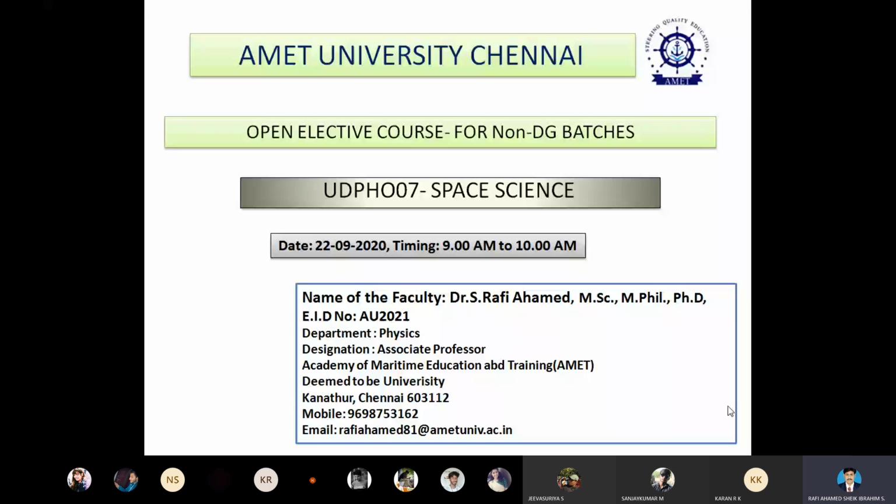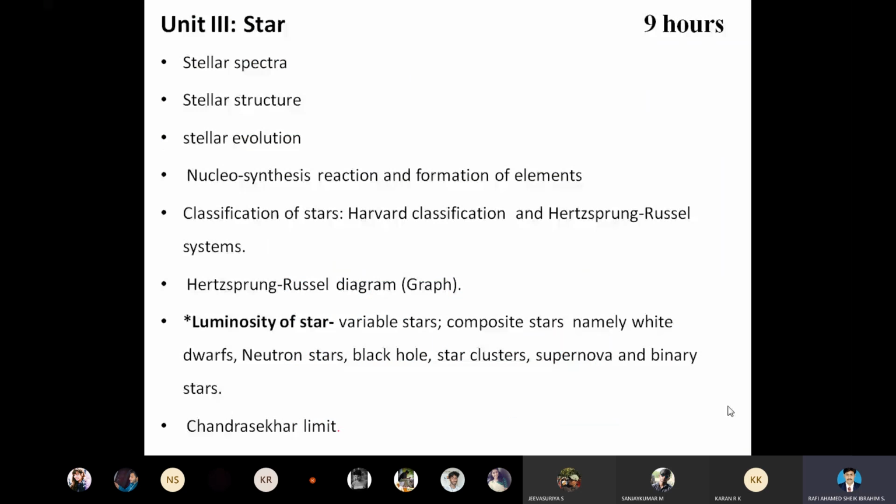Now from this third unit, STAR, we are going to study the formation and the structure. We are going to study the lifetime of the star and the reaction mechanism involved in the formation of the star. Then the various classifications of the stars.